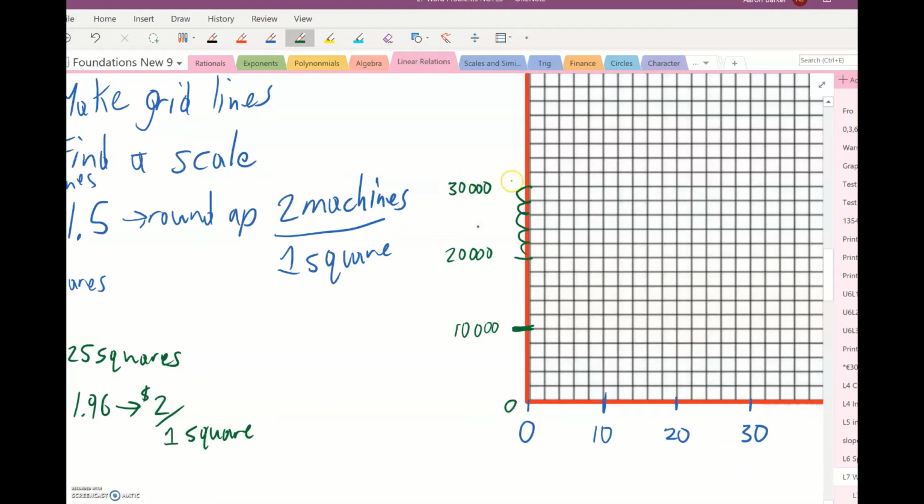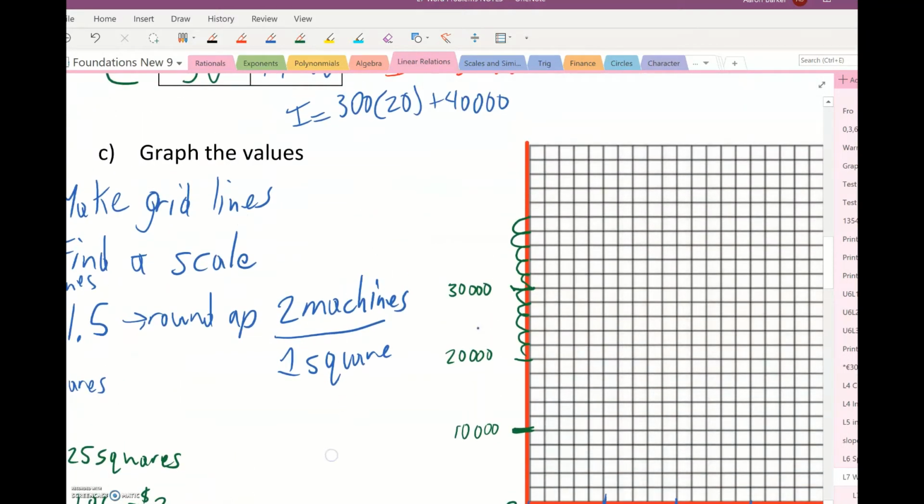$30,000. 2, 4, 6, 8, $40,000. 2, 4, 6, 8, $50,000. Okay. And you can erase all those lines. Let's go undo because I don't want to ruin that location. There we go. 30,000 right there.